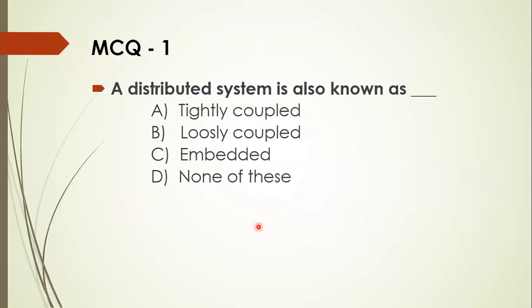I have also framed five multiple choice questions based on today's content. A distributed system is also known as: tightly coupled, loosely coupled, embedded, none of these. A parallel system we call tightly coupled. A distributed system we call loosely coupled. The correct answer is B.